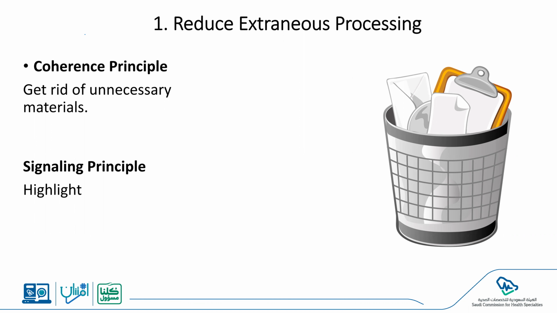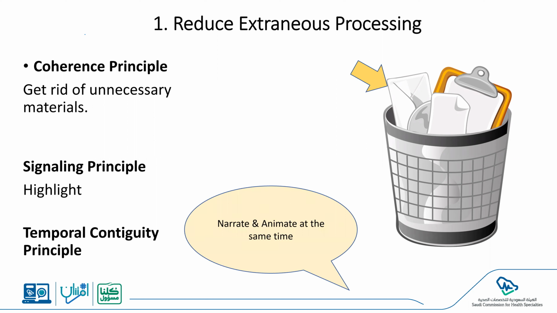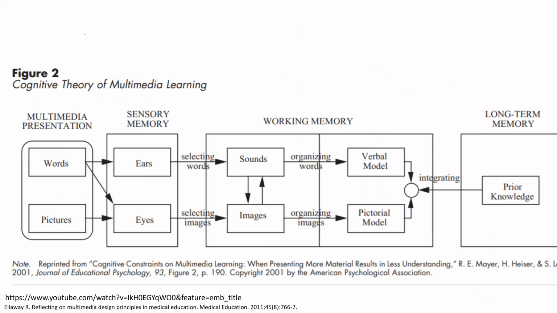The signaling principle is that you want to highlight. So let's say in this image, I want to highlight the envelope, so I put in arrows. This is highlighting. I'm signaling you to be directed to that piece of the envelope. So that's the signaling principle. And then the temporal contiguity principle has to do with narrating and animating at the same time. So I'm talking and you can see the image at the same time.